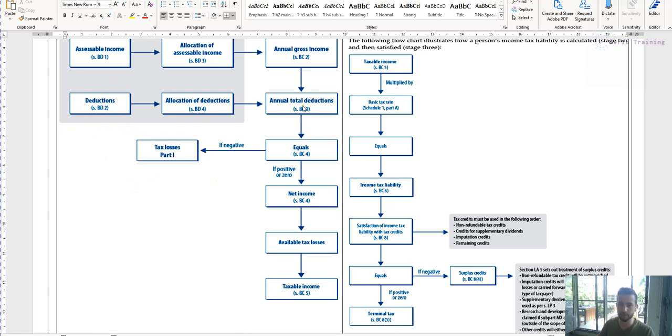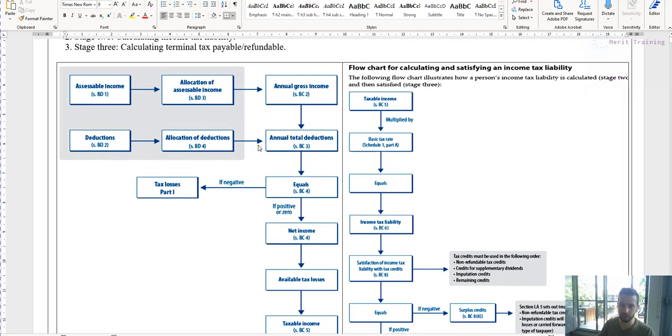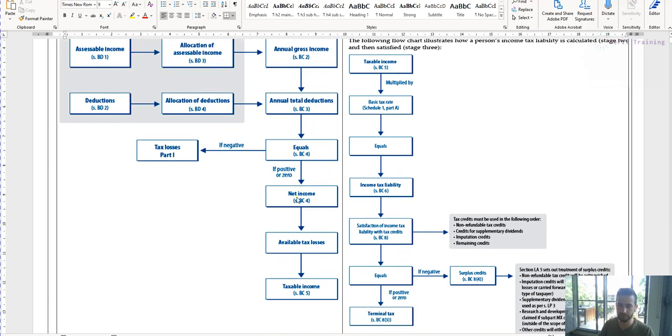So then you get to your annual gross income and your annual total deductions, and this equals your net income. However, if this is a negative, then you have a loss, right? And we'll talk about what you can do with losses a little bit later on, but you can carry forward or you can offset it against your current year income. So let's say you've got a prior year loss. Let's say this year you've got a positive income, say $100,000, but the previous year you lost $100,000.